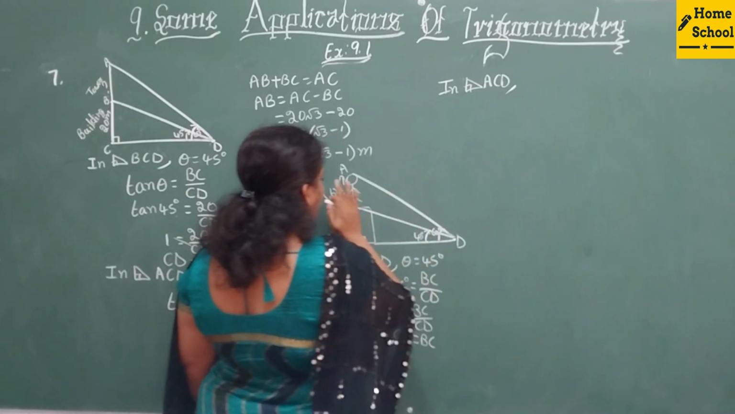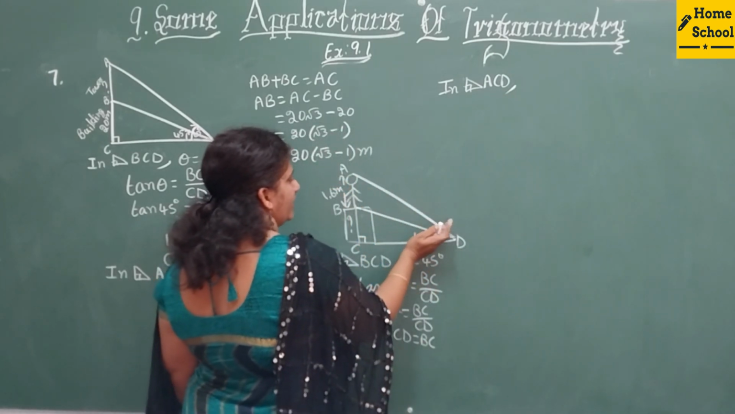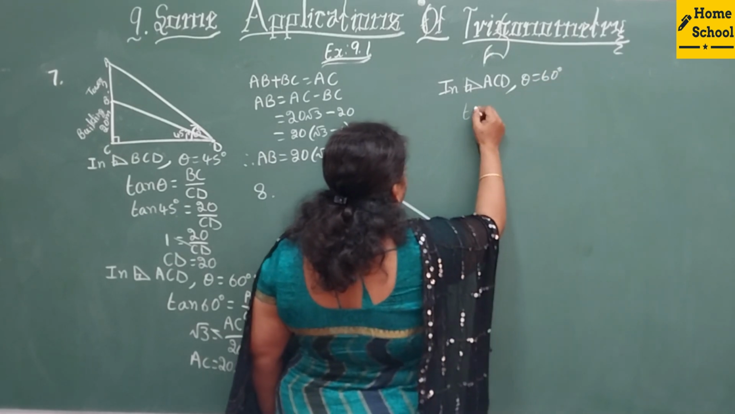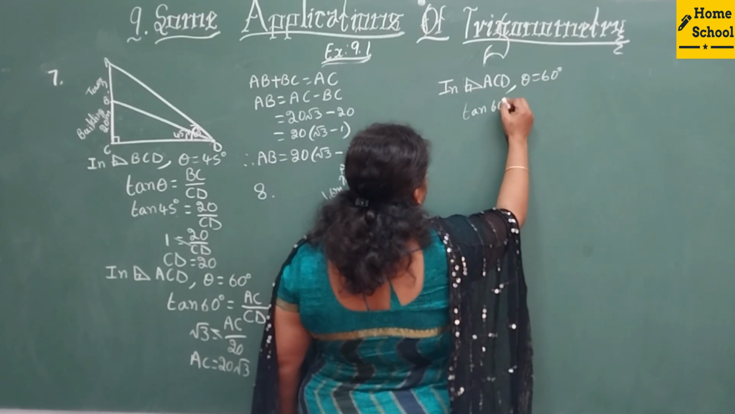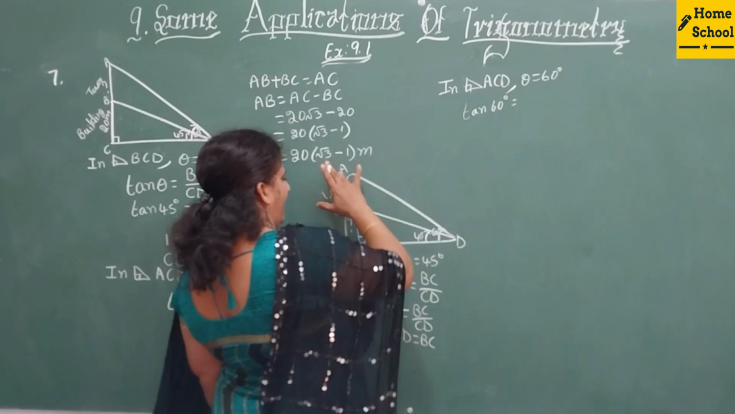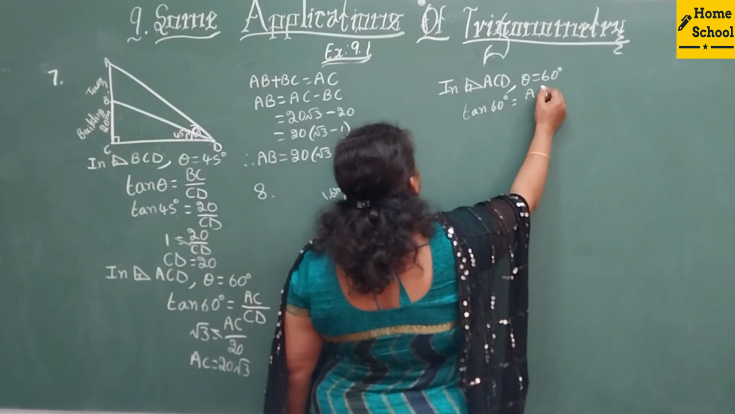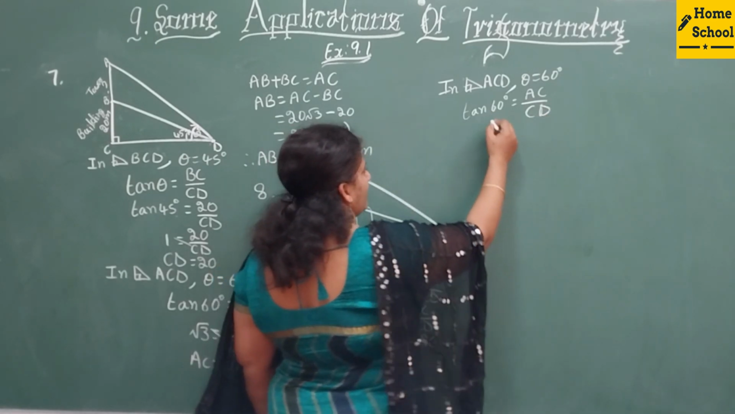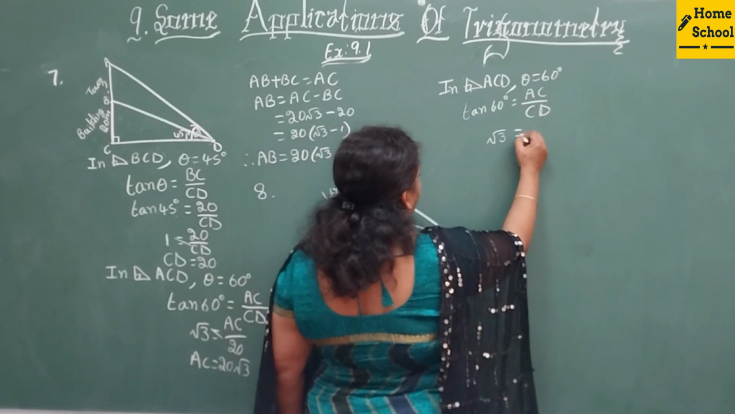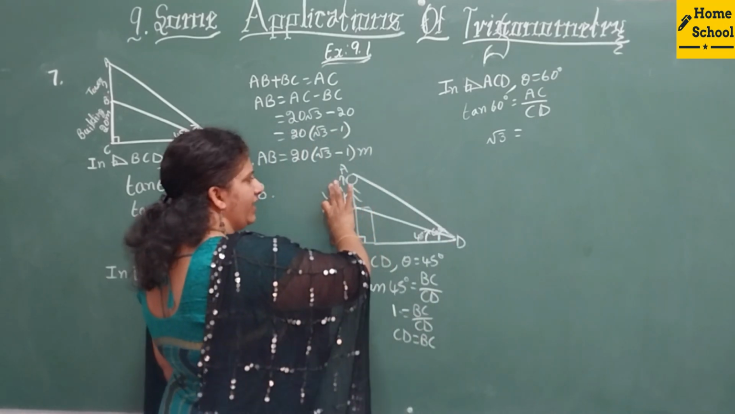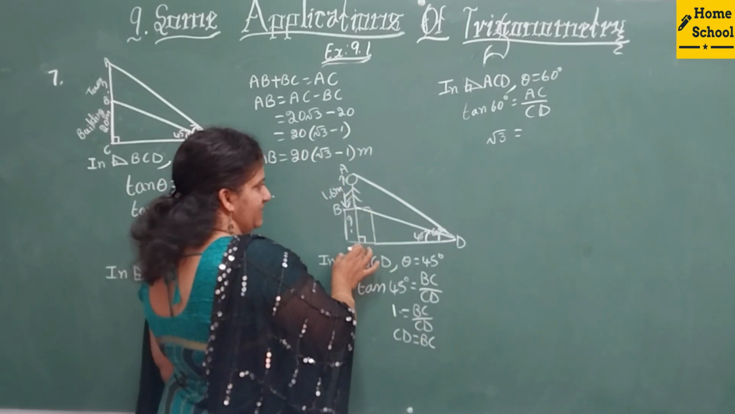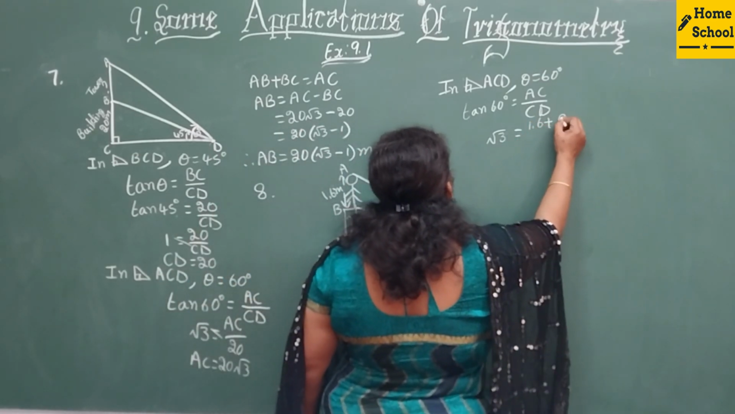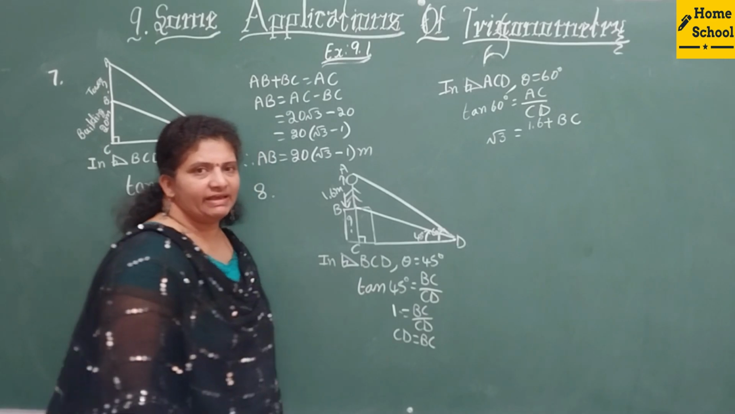ACD, again in the same manner: opposite, adjacent, and your theta value is 60 degrees. So tan 60 degrees is equal to opposite AC by adjacent CD. Tan 60 value is root 3. And now AC, you can write it as AB plus BC, or AC is nothing but 1.6 plus BC also you can write. Yes or no?